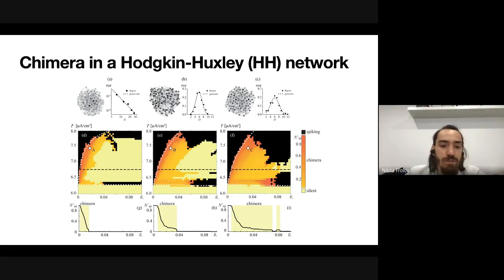We hypothesize that the hierarchical structure of the scale-free network suppresses the wide area of the chimera behavior. So it could be either spiking or silent in the wider area of parameters.